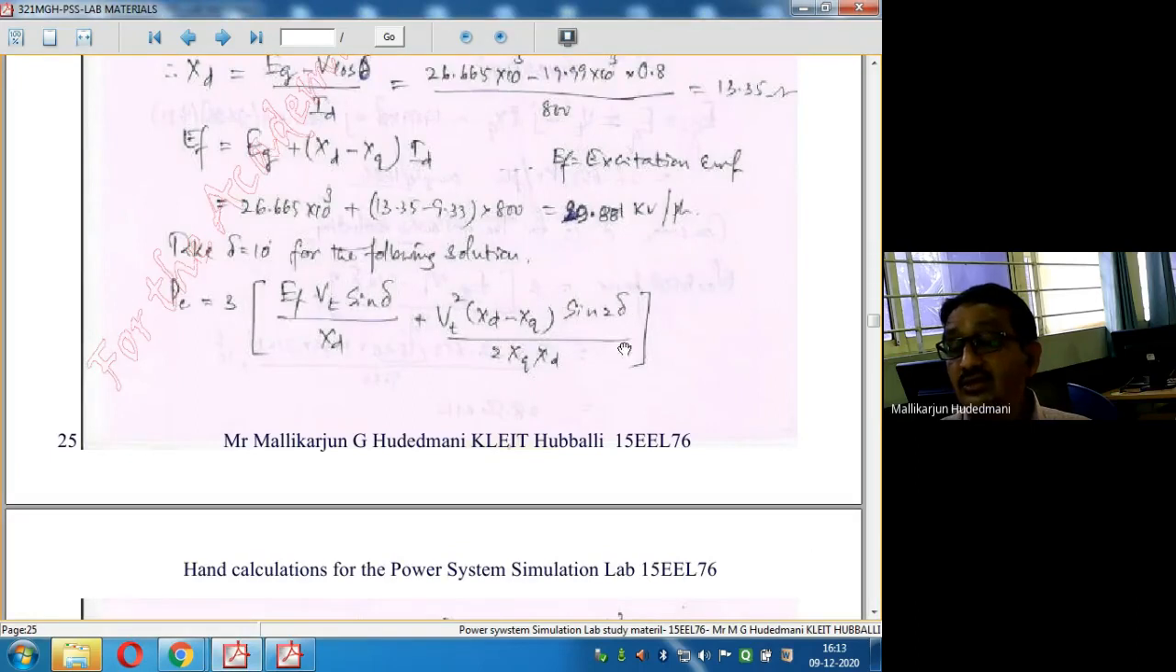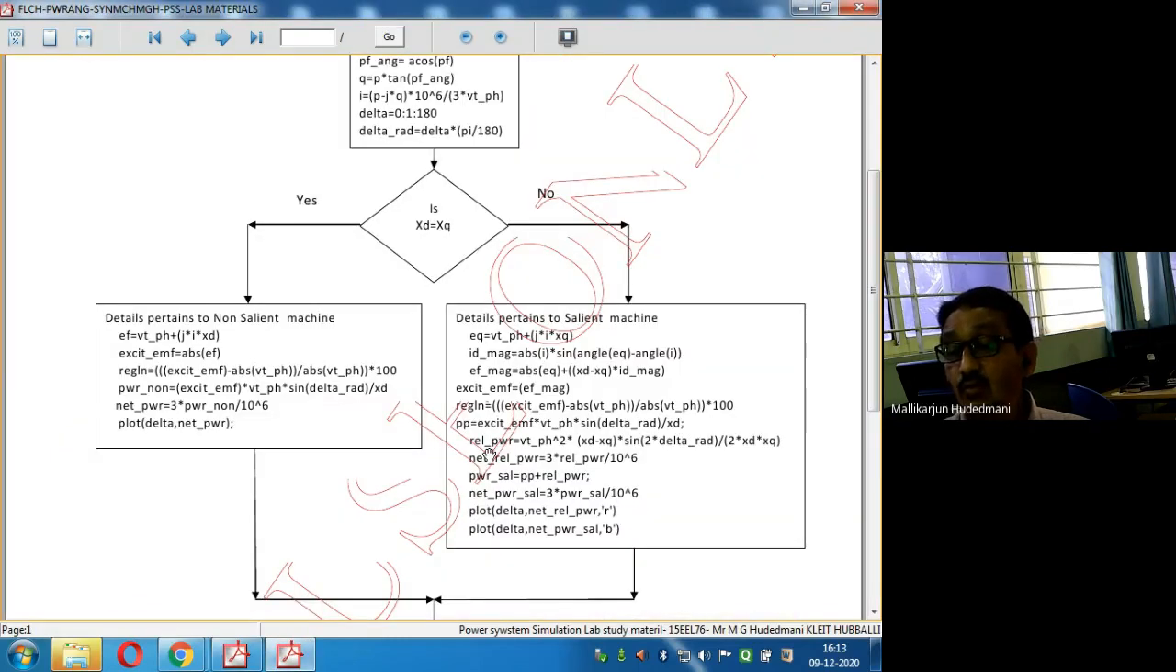This equation I am writing directly in MATLAB. How did I do it? VT power 2, XD minus XQ, sine 2 delta, divided by 2 into XQ into XD. Same thing I did here. You can watch here: reluctance power equals VT square, XD minus XQ, into sine 2 delta radian, divided by 2 into XD XQ.